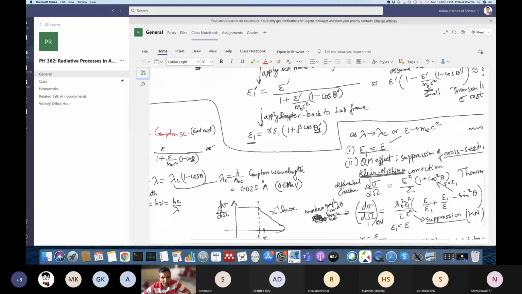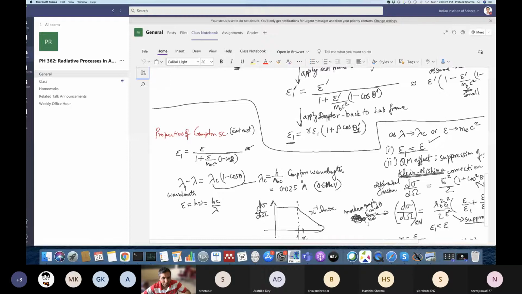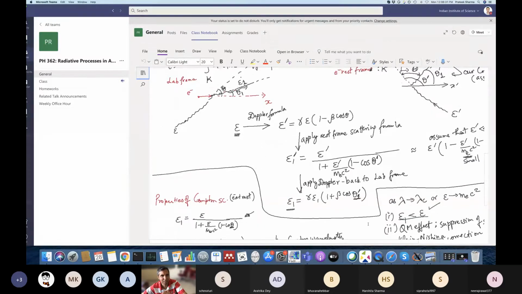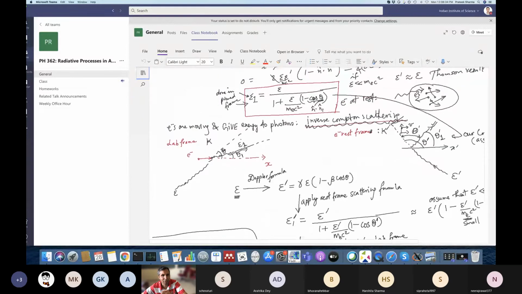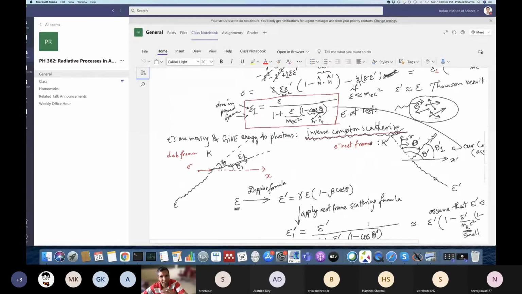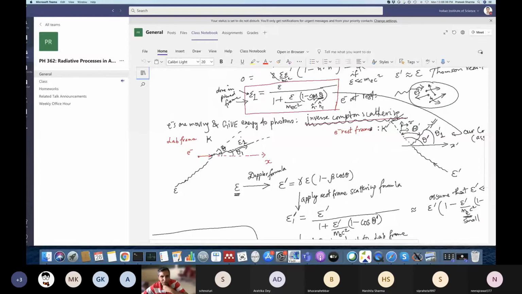Now this is about when you have the electron at rest, so the only thing that can happen is that the photon loses energy. But you can also have electrons moving fast, say a thermal distribution of very high energy electrons, or a power law distribution of relativistic electrons. In that case, in the lab frame, the electrons can have a lot of energy compared to the photons, and they can actually give energy to the photons. This is sometimes called inverse-Compton scattering, or IC.